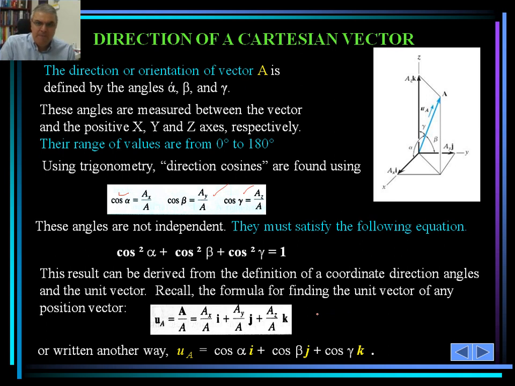The result can also be derived from the definition of the coordinate direction angles and the unit vector. As you can see here, we can have A sub x divided by A i plus A sub y divided by A j plus A sub z divided by A k, and if we add them up, we get the unit vector u sub A. And we can write u sub A as cosine alpha i plus cosine beta j plus cosine gamma k.